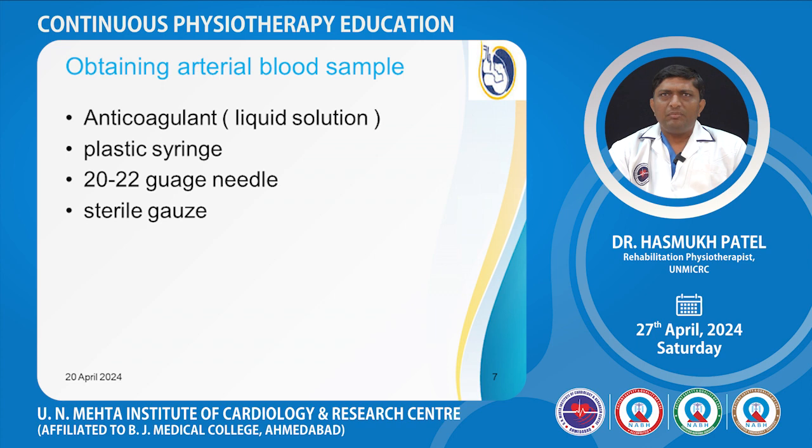Now, obtaining the arterial blood sample. Before obtaining the arterial blood sample, we must have these things: anticoagulant, plastic syringe, 20 or 22 gauge needle and sterile gauze.